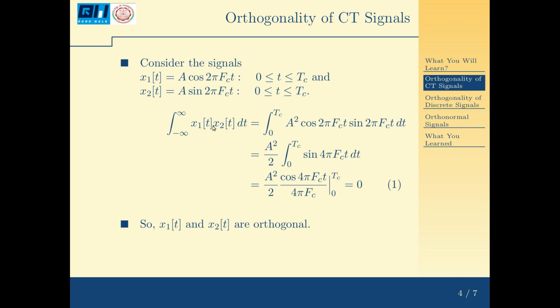The integral from minus infinity to infinity of x1(t) x2(t) dt reduces to 0 to Tc, because the functions are available only from 0 to Tc. So from 0 to Tc it becomes A squared cos 2 pi fc t sin 2 pi fc t dt. This becomes A squared by 2 times the integral from 0 to Tc of sin 4 pi fc t, because sin theta cos theta is sin 2 theta by 2. So it becomes A squared by 2 times minus cos 4 pi fc t by 4 pi fc from 0 to Tc, which becomes 0. So we can say that x1(t) and x2(t) are orthogonal because the dot product in the form of this integral is equal to 0.